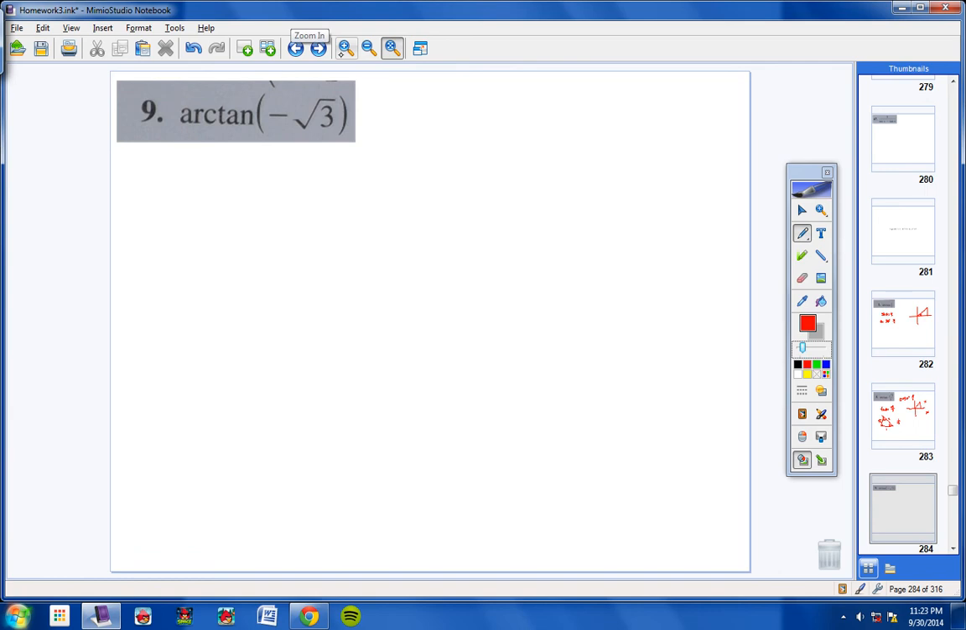Okay, here we go. Arctangent negative square root of 3. So tangent of theta equals negative square root of 3. So we're dealing with arctangent, so we know we're going to be restricted to quadrants 1 and 4. We want to find an angle that when we take the tangent of it, we get a negative square root of 3, so we know we're going to be in this quadrant right here.